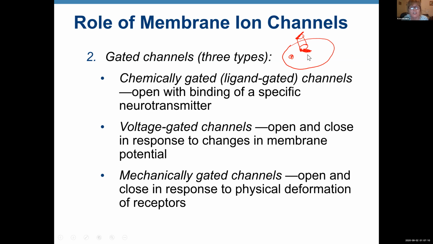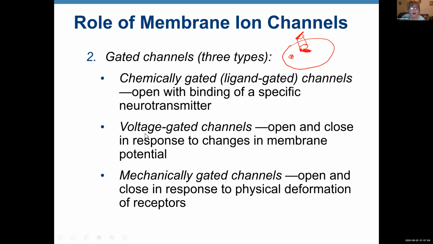Now, how to open these channels? If you have a door, you know how to open the door: you either need to pull it or push it, or if it's locked, you need to use keys. Now, how to open those gates? Well, there are three ways to open them. That's why for gated channels we have three types. They can be chemically gated, or ligand gated. Some chemical, it can be a neurotransmitter or a hormone, will bind to this protein and the gate will open. So it's called chemically gated.